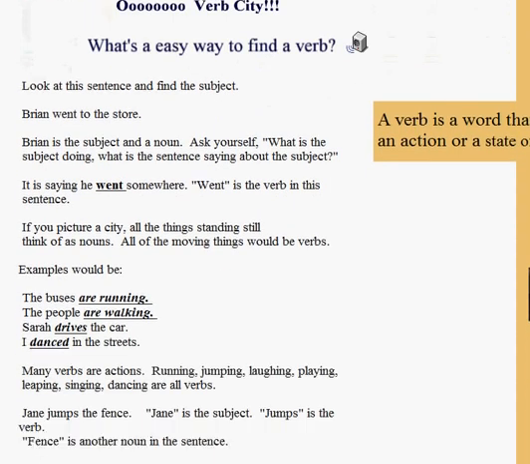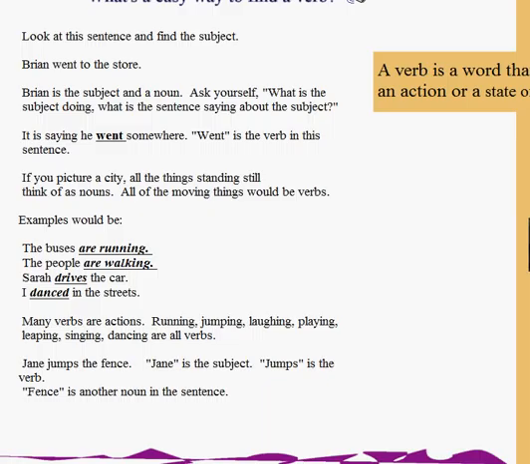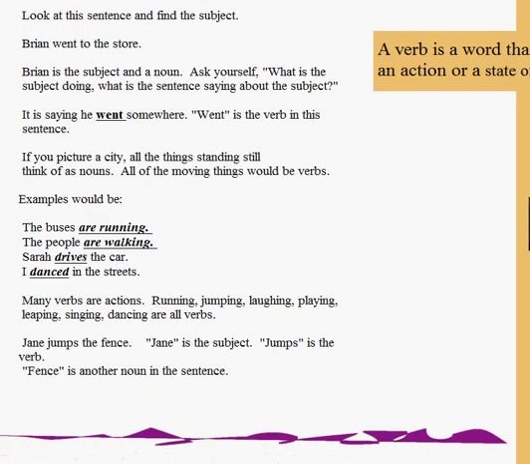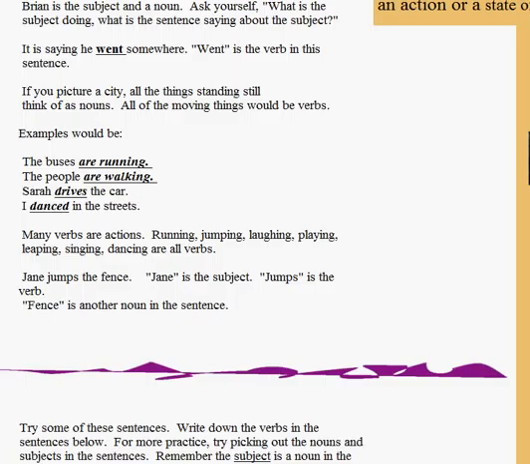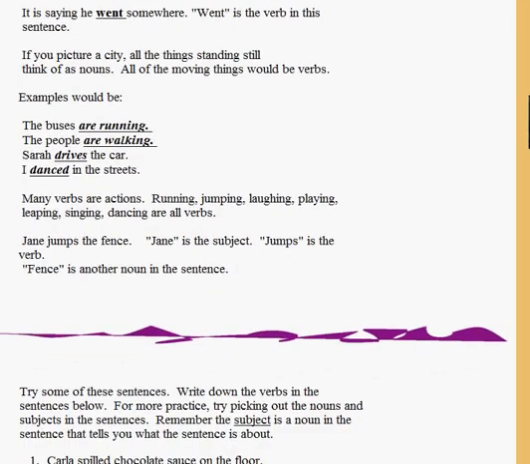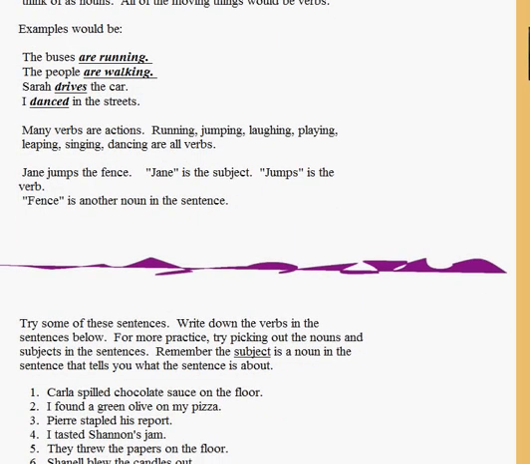Examples would be, the buses are running, the people are walking, Sarah drives the car, I danced in the streets. Many verbs are actions. Running, jumping, laughing, playing, leaping, singing, dancing are all verbs. Jane jumps the fence. Jane is the subject, jumps is the verb. Fence is another noun in the sentence.